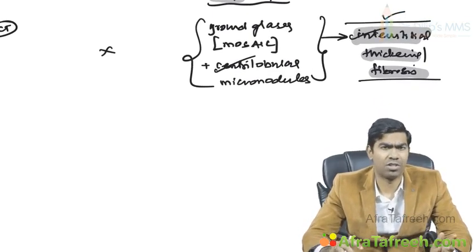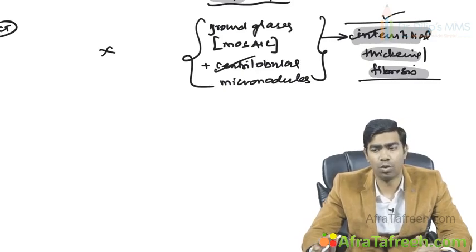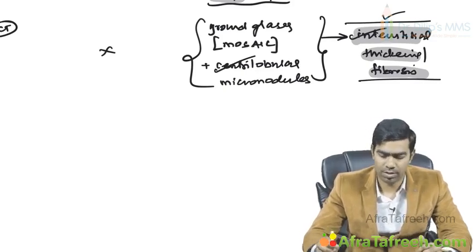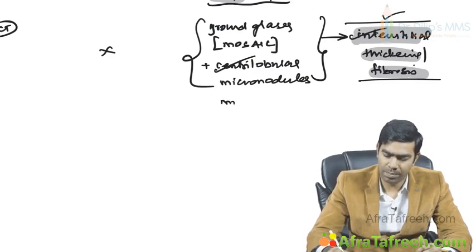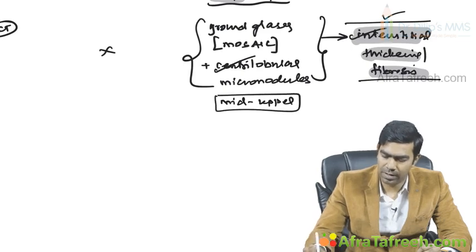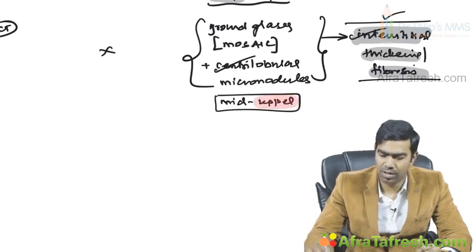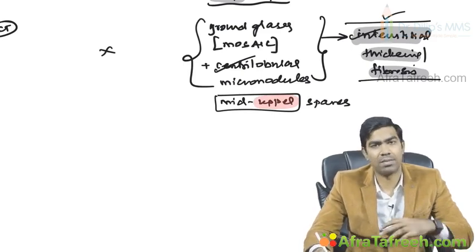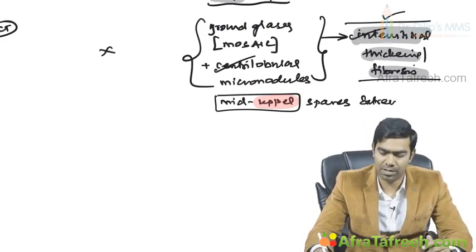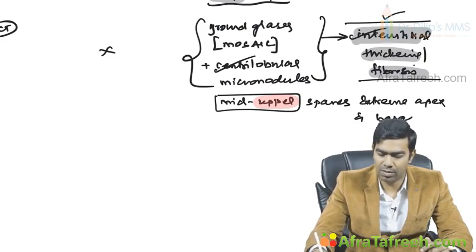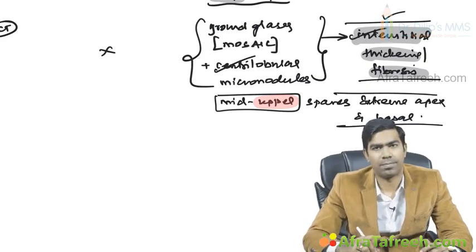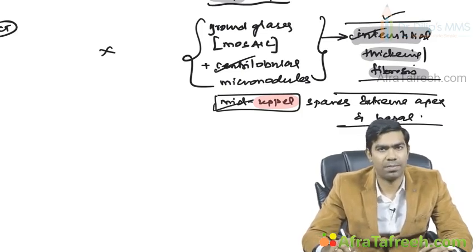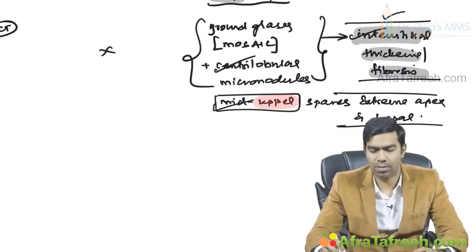And which zone of the lung, which lobe of the lung, is more prone for hypersensitivity pneumonitis? It's typically the mid to upper zones. In the exam, they'll expect you to know this upper zone involvement. But remember, it will spare the extreme areas. Sparing the extreme areas means the extreme apex will be spared. At the same time, the basal areas also will be spared. So this is one characteristic feature of hypersensitivity pneumonitis overall. This is also very, very important.